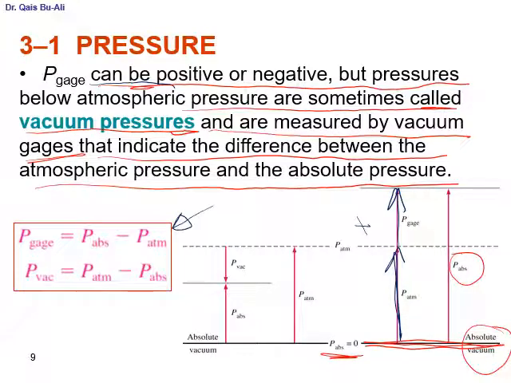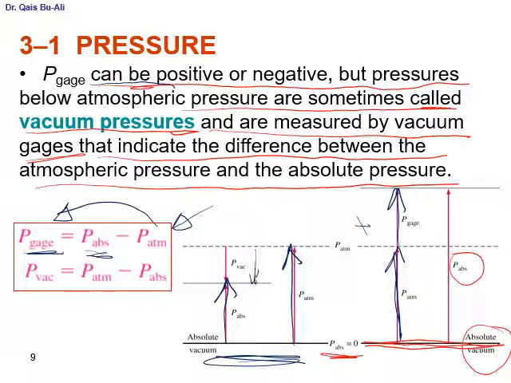You look at this equation, P absolute is equal to P gauge plus P atmospheric. However, if the pressure is less than the atmospheric pressure, then you have something like that. So P absolute in this case is equal to P atmospheric minus P gauge, or P vacuum, as it is called here. So P absolute is equal to P atmospheric minus P vacuum.